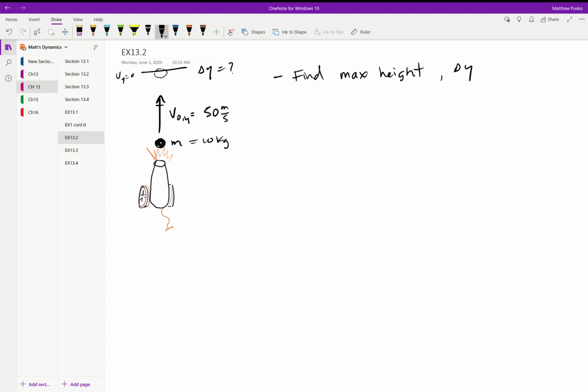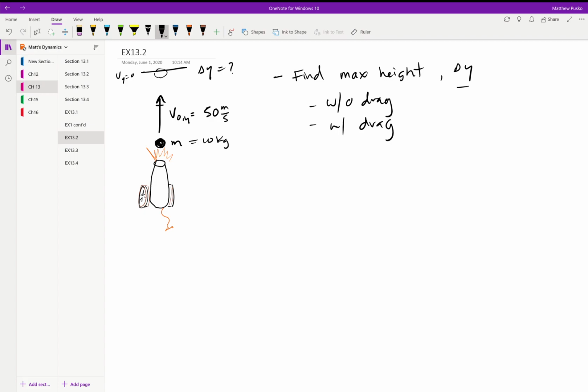Okay, let's look at example 13.2. It's a pretty cool problem because we're going to analyze it in two ways: one without drag, and then with drag. So first let's see what happens. How high does this go, delta y, if we launch it straight up at 50 meters per second?